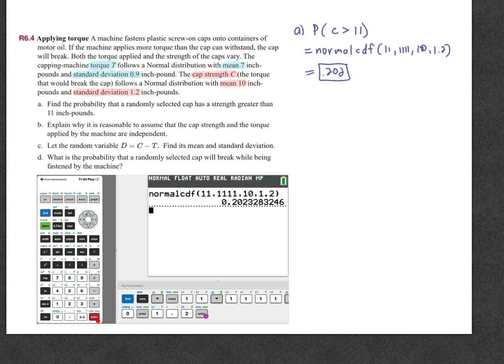Part B says explain why it's reasonable to assume that the cap strength and the torque applied by the machine are independent. It's reasonable to assume they're independent because they're two totally separate machines. One machine makes the cap, and that determines the cap strength, and a totally different machine actually applies the torque. They're separate machines, so the outcome of one is unlikely to affect the outcome of the other, I think.